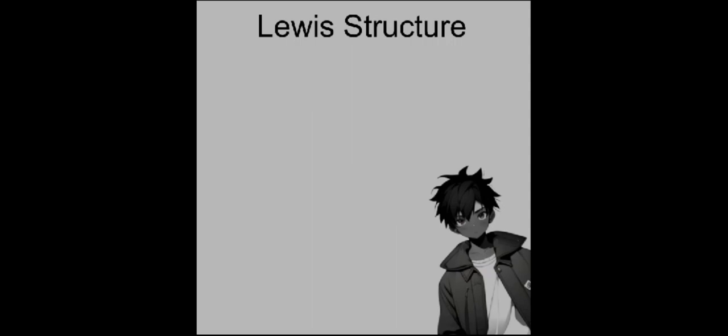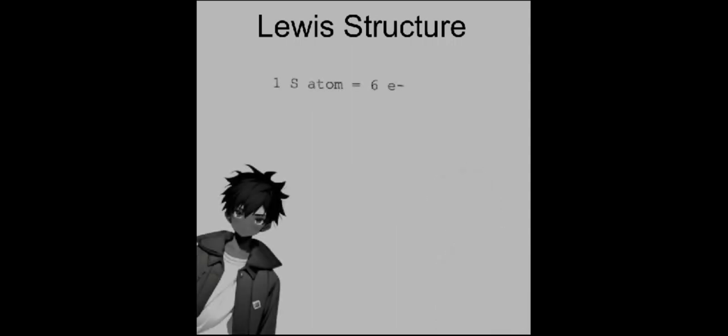Lewis structure. Step 1. Calculate the total number of valence electrons. Each of the oxygen atoms has 6 valence electrons. One sulfur atom has 6 valence electrons, and 2 hydrogen atoms have 2 valence electrons. Therefore, there are a total of 32 valence electrons.